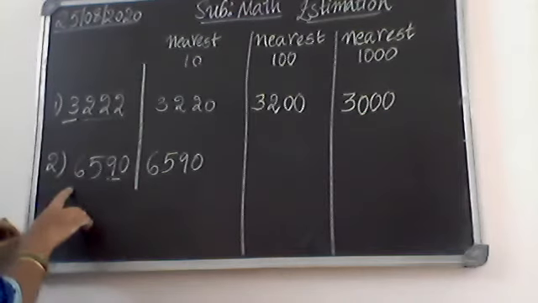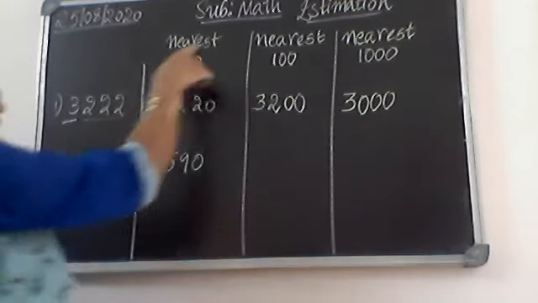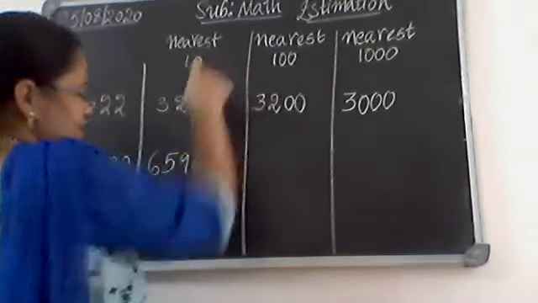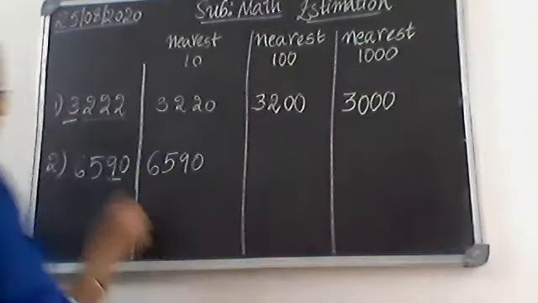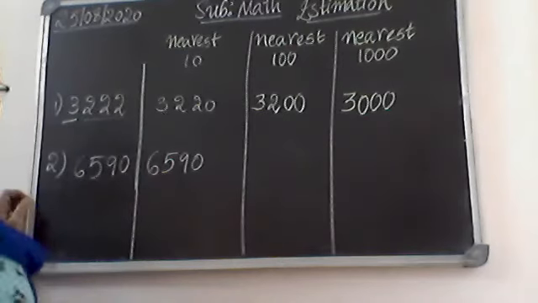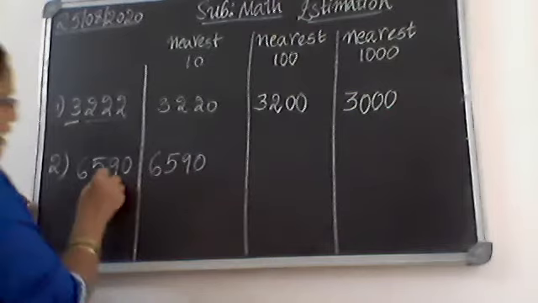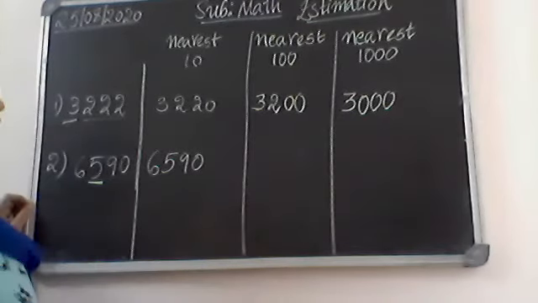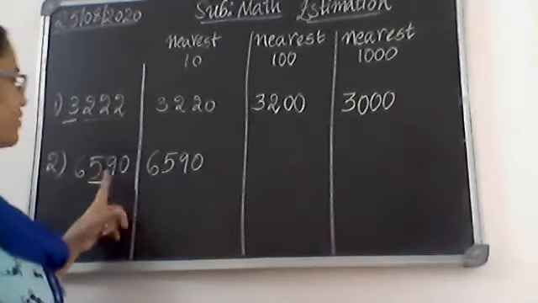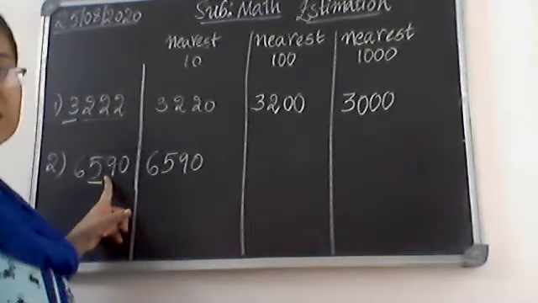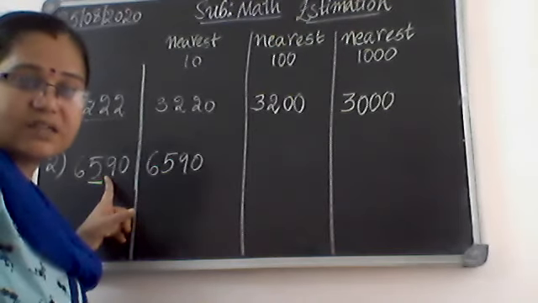Now, we'll take another example. Here, 6,590 rounded to the nearest 10 is the same number. Now, let me go to the next one, nearest 100. Which one should we underline? We will underline the hundreds digit. Ones, tens, hundreds digit we have underlined. Now what is the front of it? Number 9. Front of 5 is number 9. Is 9 nearer to 0 or to 10? 9 is nearest to 10.